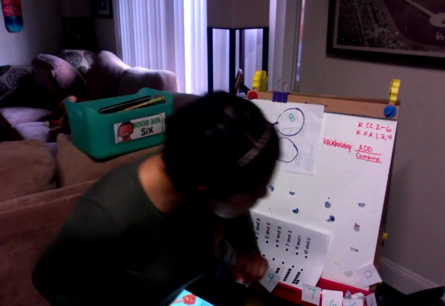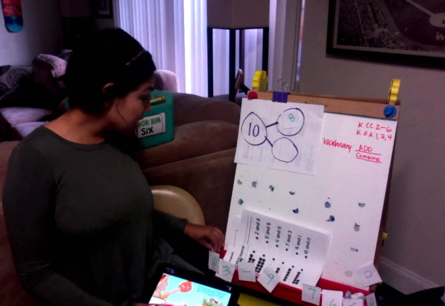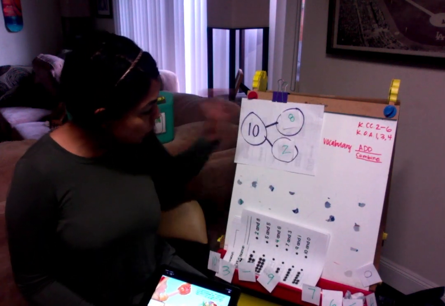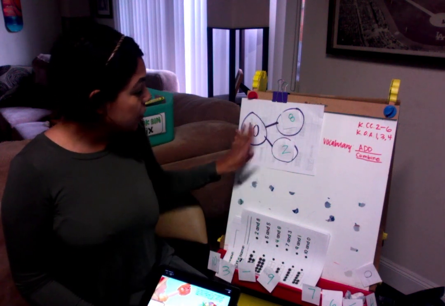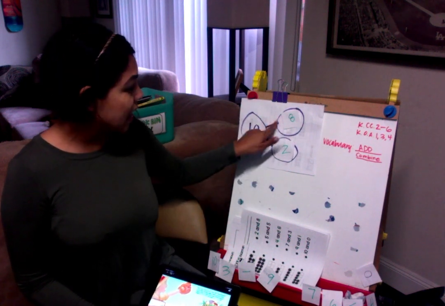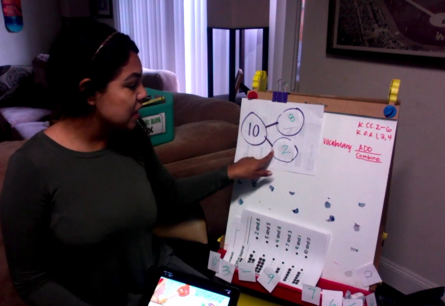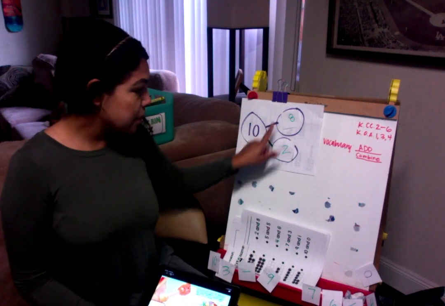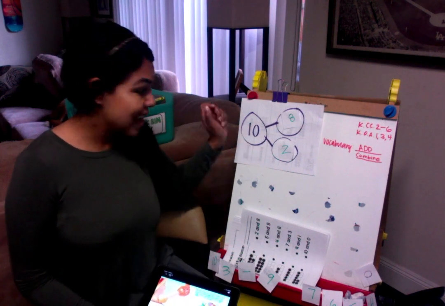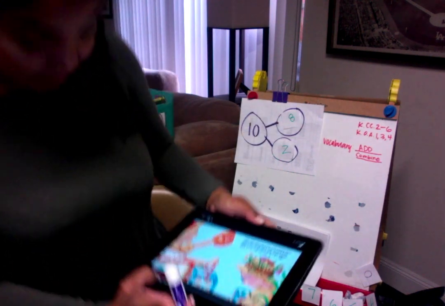And how many did she net? She netted 2. Good. So I'm going to put a 2 right there. 8 and 2 make 10. Just like 8 plus 2 make 10. Everyone together. 8 and 2 make 10. 8 plus 2 make 10. Very good. All right, guys, let's continue.